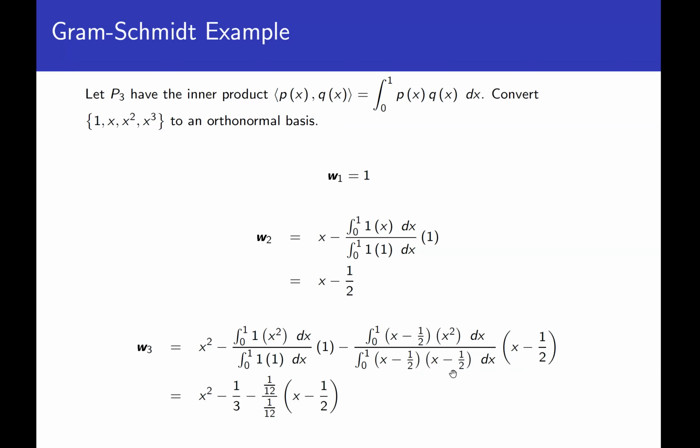A little bit of cleaning up there. We get x squared minus a third. Now this is a third, certainly, on top. It's not a hard computation. If you check, you'll get the integrals here that are both a 12th. And in particular, just for future reference, this is the norm, the magnitude of x minus a half squared, and that turns out to be a 12th.